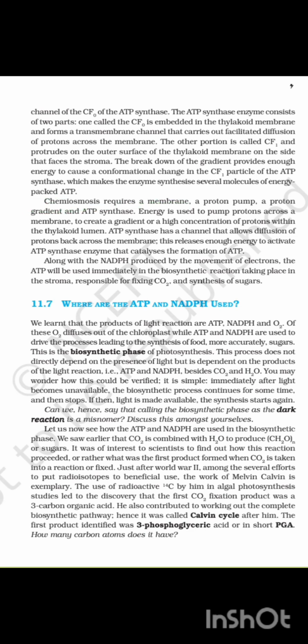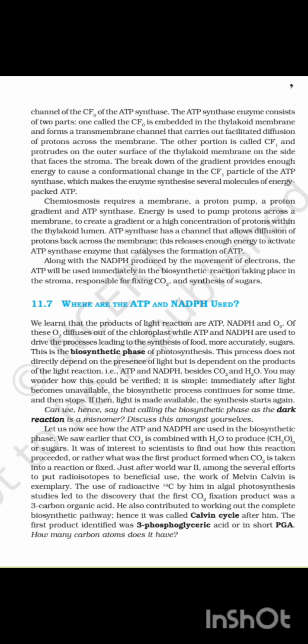Chemiosmosis requires a membrane, a proton pump, a proton gradient, and ATP synthase. Energy is used to pump protons across a membrane to create a gradient, or a high concentration of protons. Within the thylakoid lumen, ATP synthase has a channel that allows diffusion of protons back across the membrane.